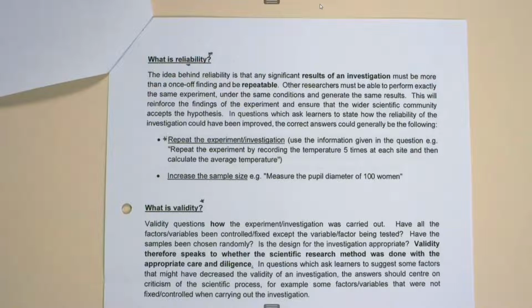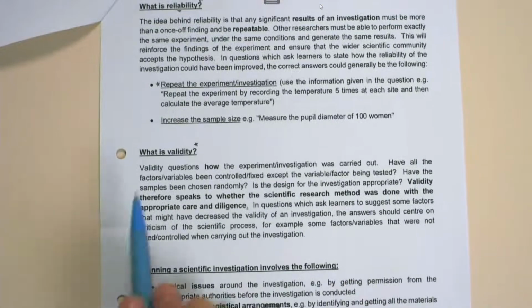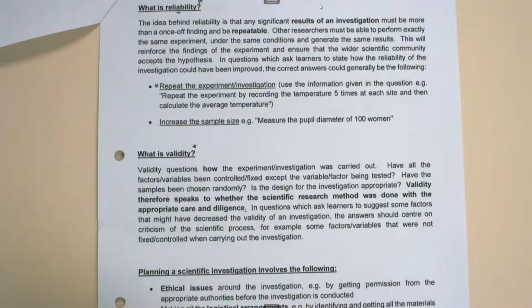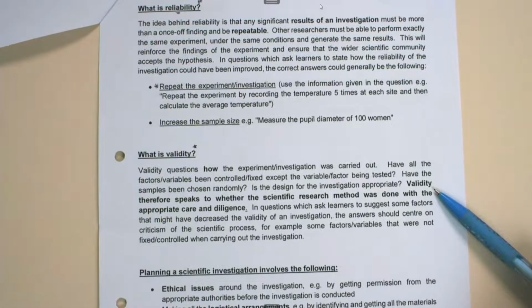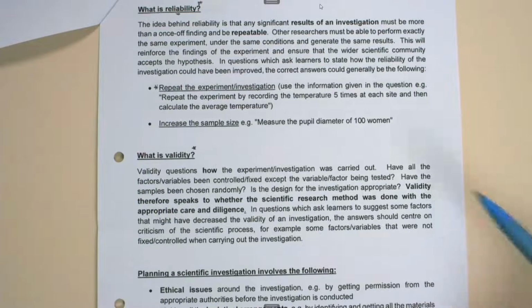And then there's another one, validity, that can confuse you sometimes. Now, validity is all about how the experiment was carried out. Those things that were supposed to be the same, were they the same? So here they tell you, validity therefore speaks to whether the scientific research method was done with the appropriate care and diligence. Was it done right? That you keep the things fixed that were supposed to be fixed, so that your experiment is now valid.